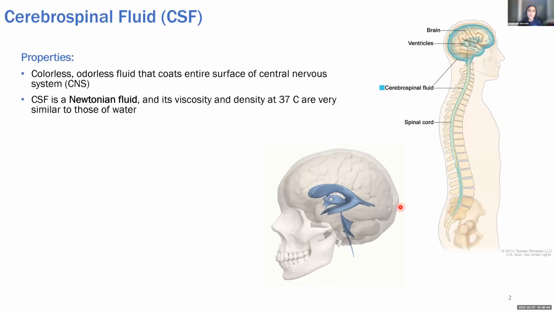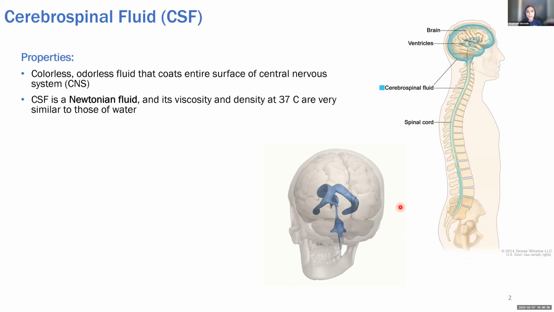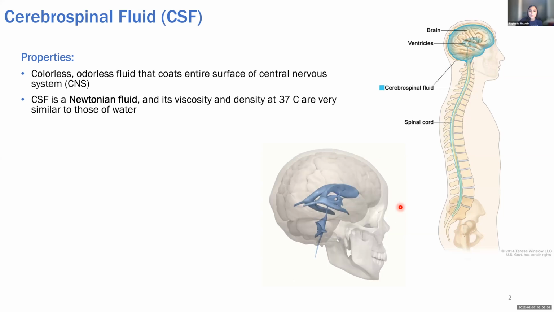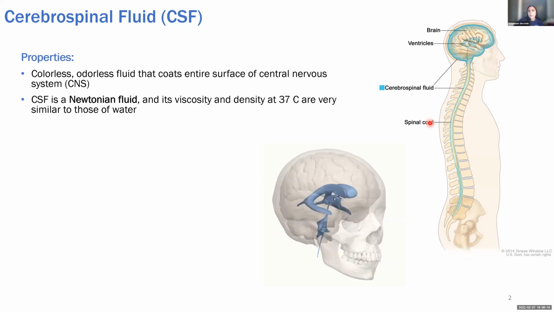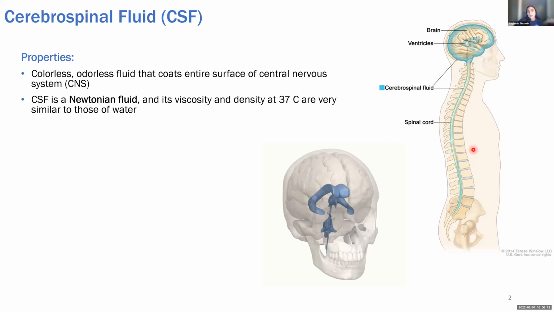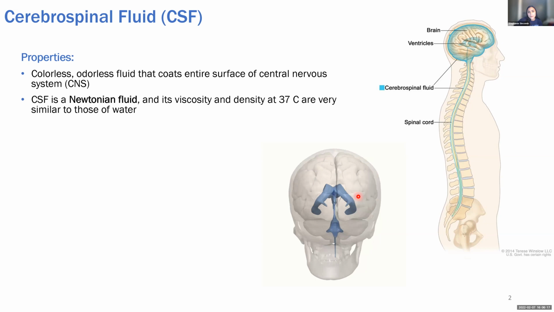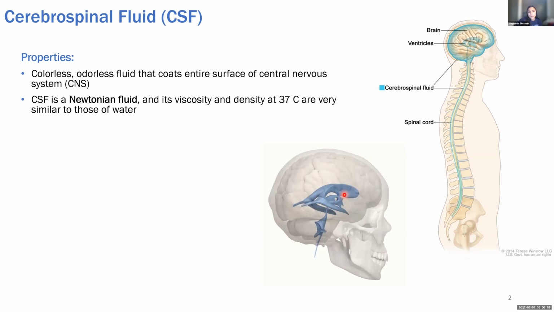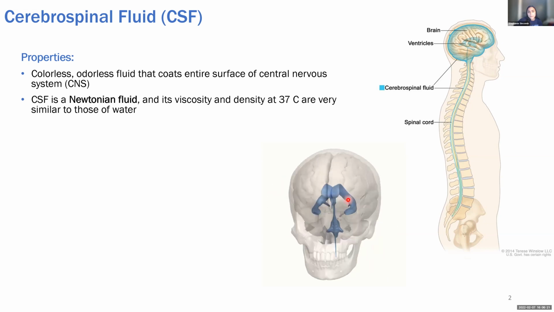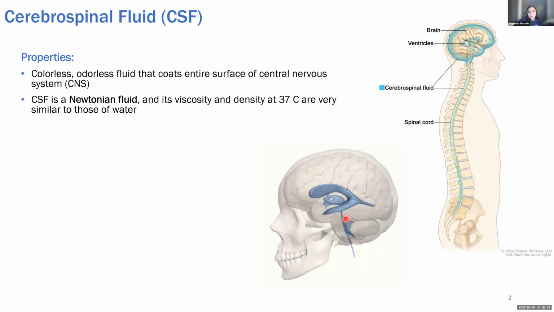So some of you may already know this, but CSF, or cerebrospinal fluid, is a colorless, odorless fluid that bathes the central nervous system, including the brain and spinal cord. It also sits in the cavities of the brain, which are shown here. You have your lateral ventricles, third and fourth, connected by the cerebral aqueduct.